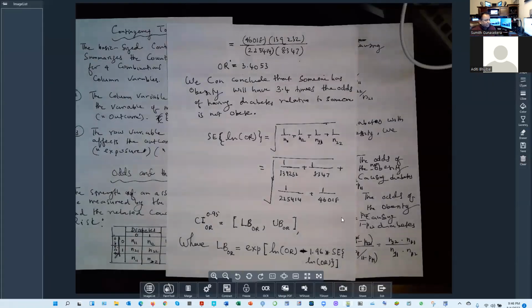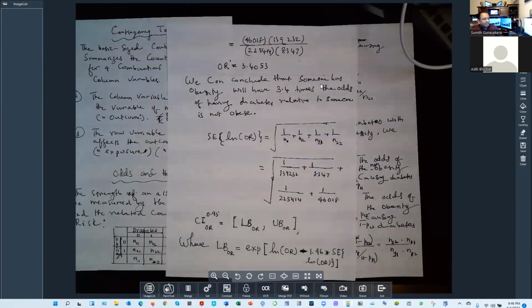We can conclude that someone who has obesity will have 3.4 times the odds of having diabetes relative to someone who is not obese. So with respect to obese, this odds is compared with this odds for getting diabetes. What is the risk of getting diabetes for the person who is obese? It is 3 times higher than for somebody who is not obese. We're going to talk about that with respect to this.